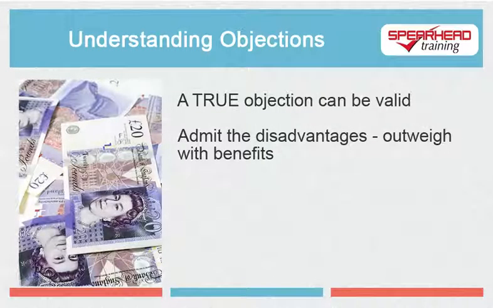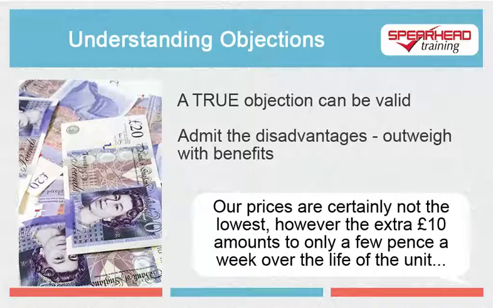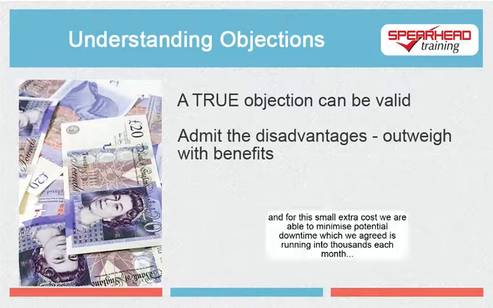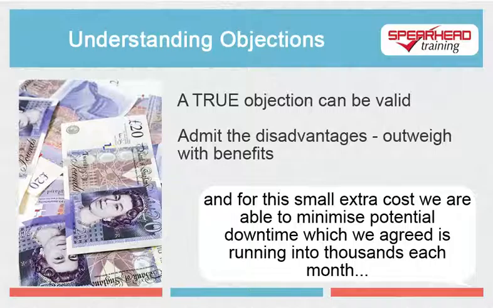If your price is £100 and your competitor is offering their product at £90, then you might say, "Our prices are certainly not the lowest. However, the extra £10 amounts to only a few pence a week over the life of the unit, and for this small extra cost we are able to minimise potential downtime, which we agreed is running into thousands each month."